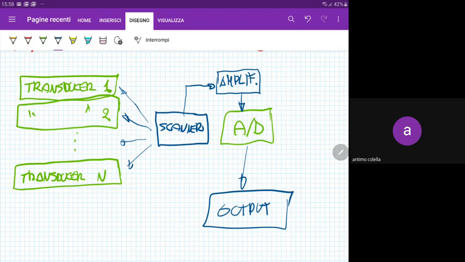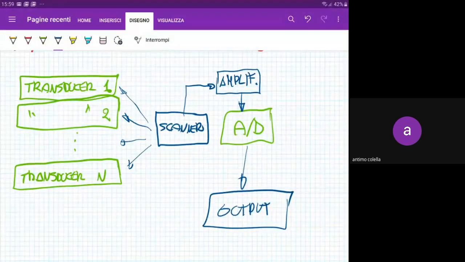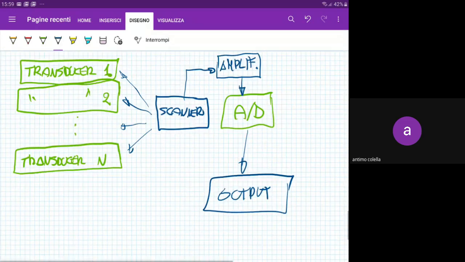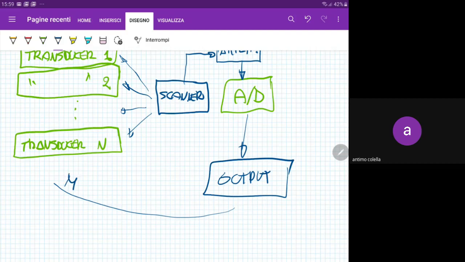If the scanner speed is low with respect to the time evolution of your physical quantity measured by your transducer, then you can't assume that the acquisition is synchronous. That could be an issue or not, depends on you. The other option, of course, is that each transducer has its own AD converter. So no more scanning at all. So we are moving to a multiplex configuration. That is this one.